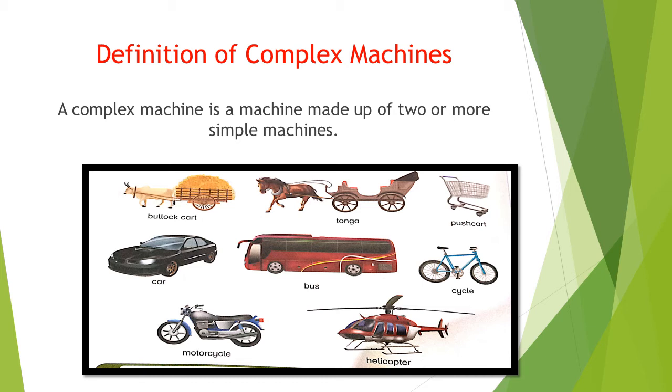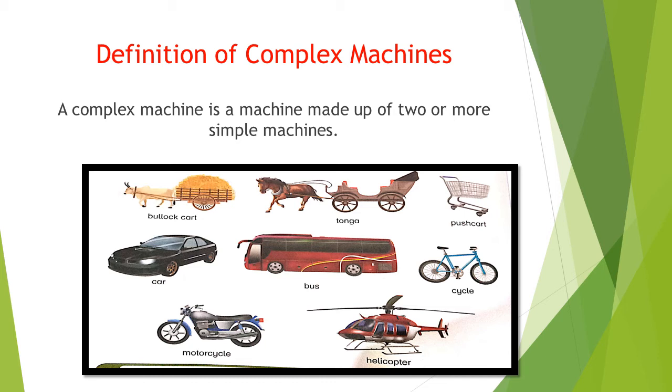These methods are still used, but now we also use more complex machines. In earlier times we used bullock carts and tongas, whereas nowadays we use cars, buses, motorcycles, helicopters, bicycles, and push carts. You can also say the trolley basket in a shopping mall. These are examples of complex machines because they are combined from more than two simple machines.